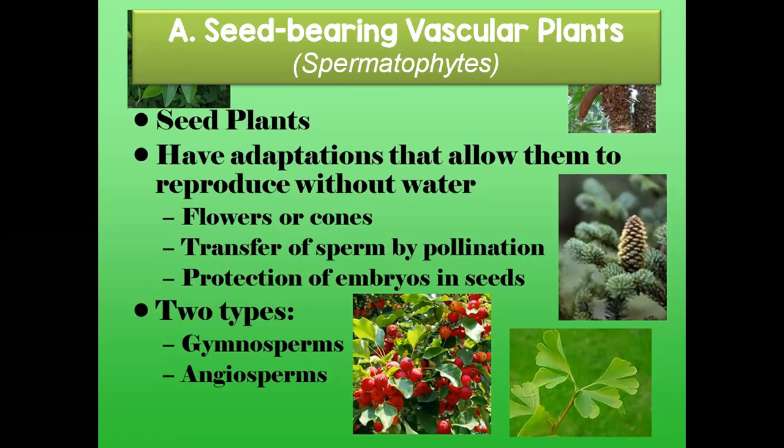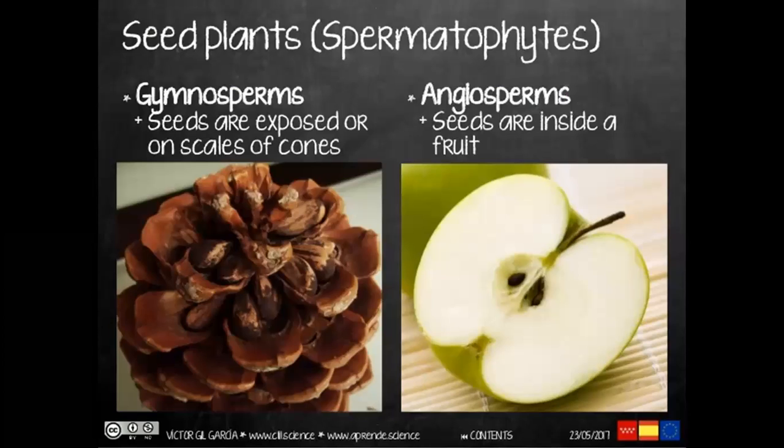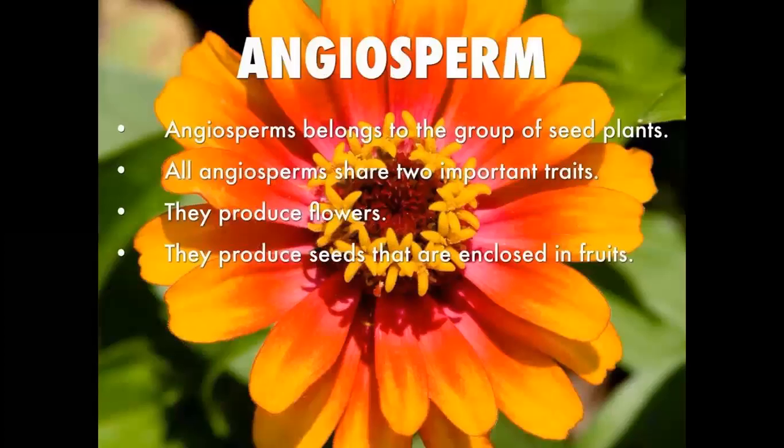So let's have the first group of seed-bearing vascular plants. We have the gymnosperms. Oh no, wait. The angiosperm, rather. The other word for angiosperm is flowering plants. These plants have seeds inside their fruits. Angiosperms are the most plentiful kinds of plants living today. All angiosperms have two characteristics. Remember this one? All have flowers and all have seeds that develop within fruits.